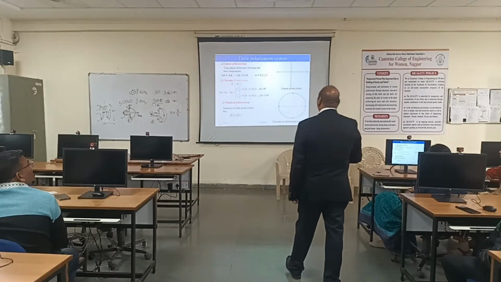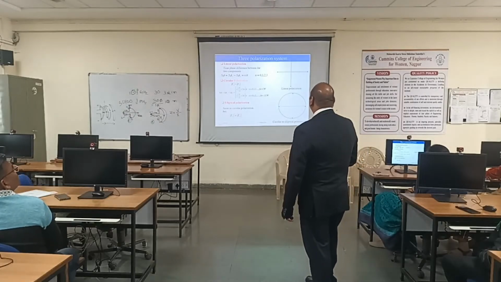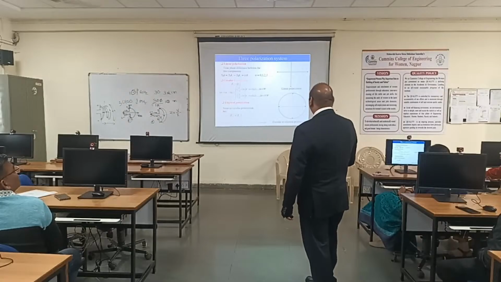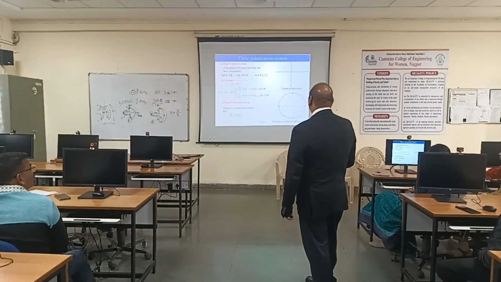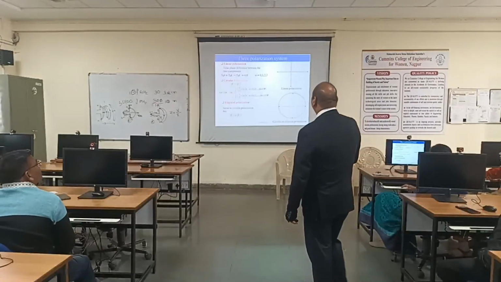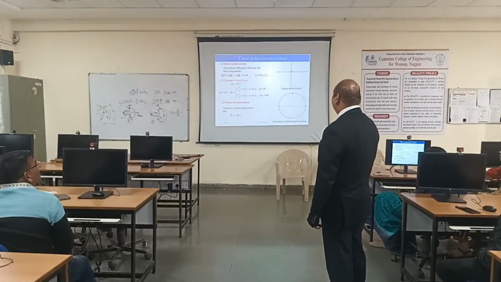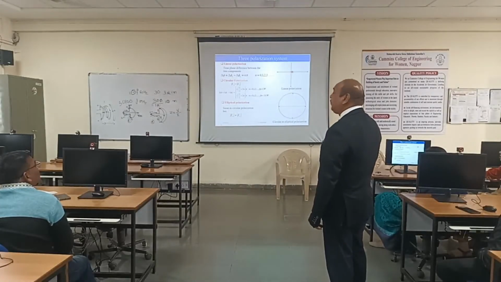So this is how we got out. If it moves along the line, it is called horizontal polarization. Are you getting this? The electric field is in the horizontal direction. This is called linear polarization.